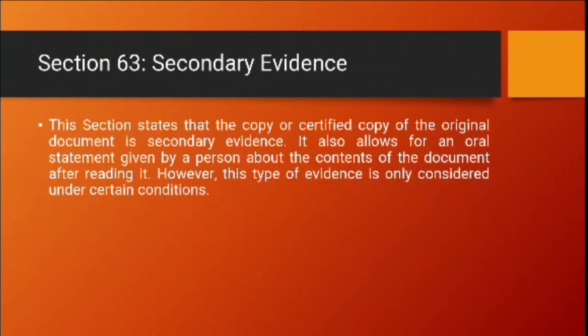Section 63 contains secondary evidence. Secondary evidence is a certified copy of the original document, which means the certified copy of a primary evidence. It also allows for an oral statement given by a person about the contents of a document after reading it. However, secondary evidence is only considered under certain circumstances.